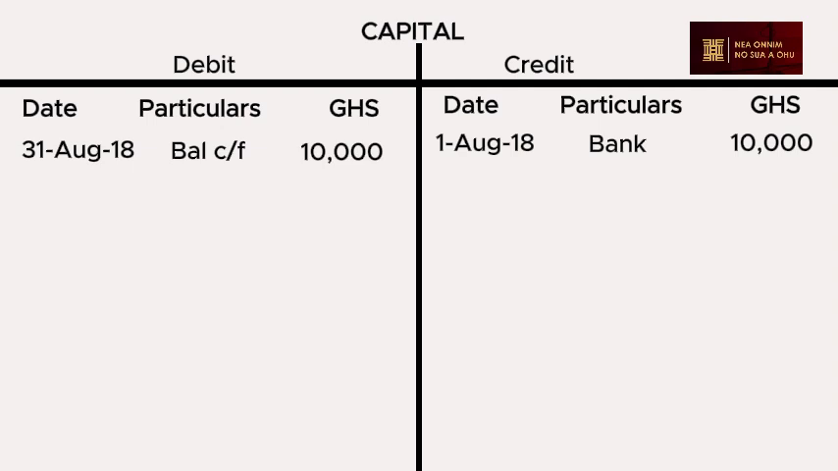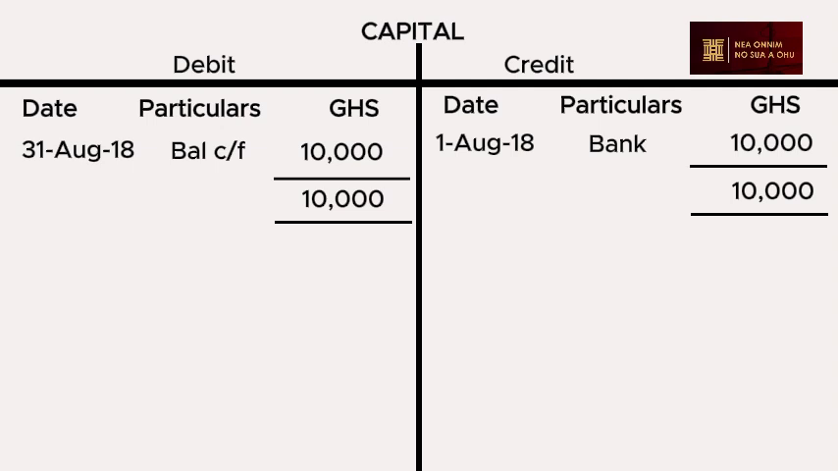Once we do the sum, we underline both sides. What we are saying in essence is that we have closed that particular period for that account. So we double underline both sides. Both sides have 10,000 double underlined. Account closed for the month of August 2018.